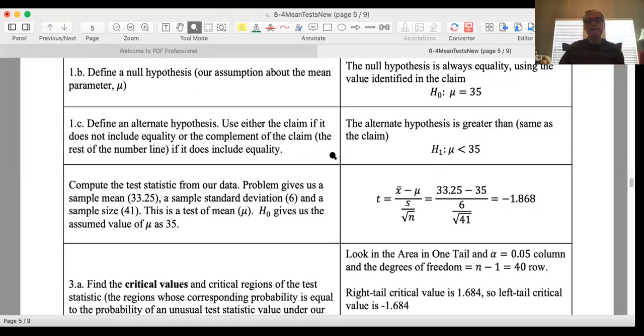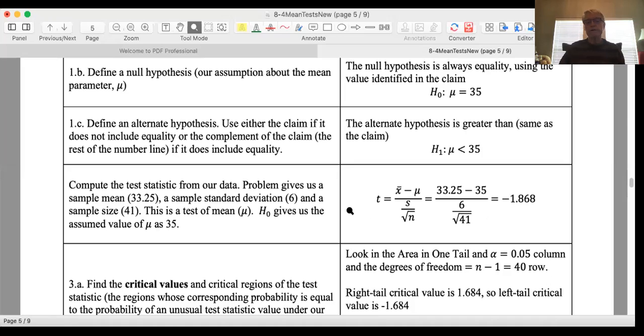With the test statistic, because it's a test of the mean, we're dealing with a t test statistic, which requires our sample mean, which is 33.25. Our assumed value of the population mean parameter is 35 from H0. The sample standard deviation was 6, and the sample size was 41. Put that into the formula for the test statistic, and we get negative 1.868. We need to determine now if negative 1.868 is an unlikely value based on the assumption being true.